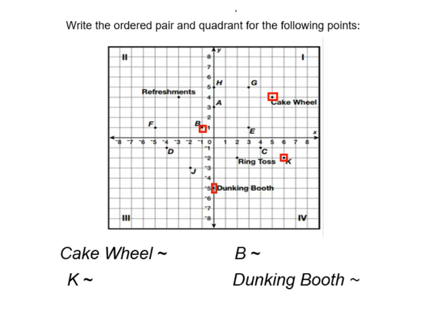So let's take a moment to look. Each point is highlighted. So we see where the cake wheel is. And remember, for ordered pairs, you have the X first and then the Y. We can see our B, what's the ordered pair, what quadrant it's in. Also for the letter K, and also for the dunking booth. Let's take a look at our answers. You ready? Okay.